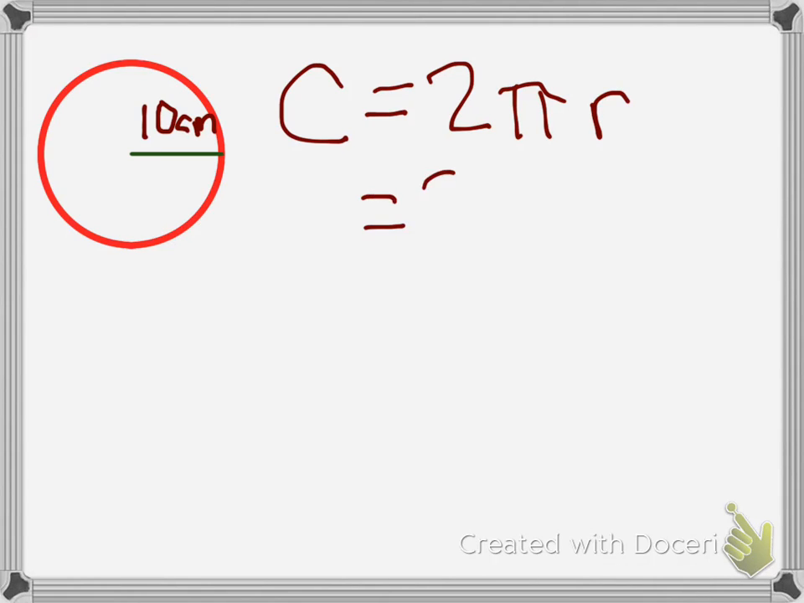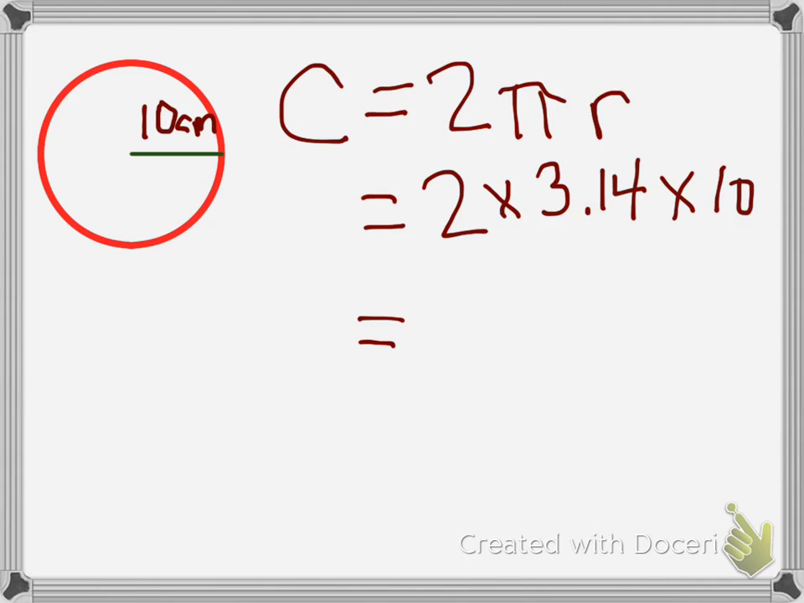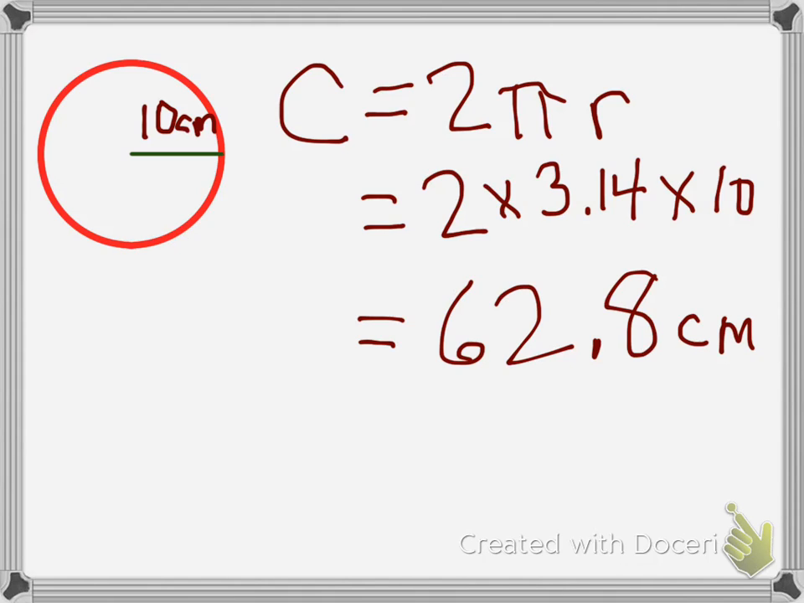In this circle, we are given the radius. So we know the distance from the middle of the circle to one of the outer edges. So we are going to use the formula 2 pi r. Now we substitute variables, and again we're using 3.14 for pi, and the radius is 10. When we multiply 2 times 3.14 times 10, we get 62.8. Again, linear units, in this case centimeters.